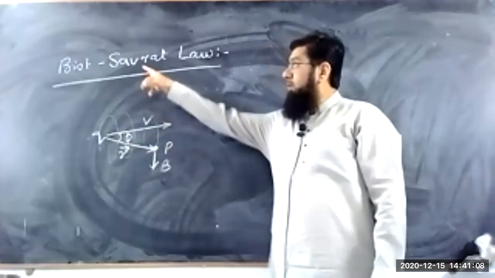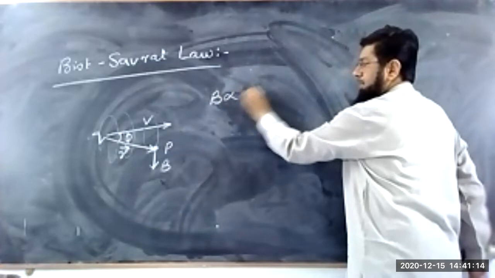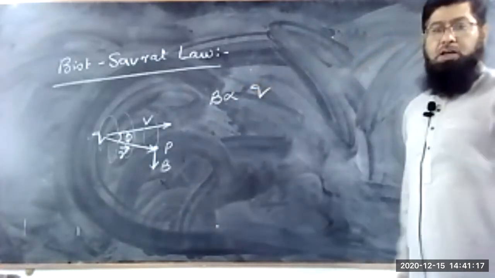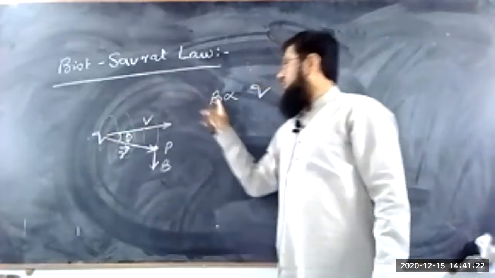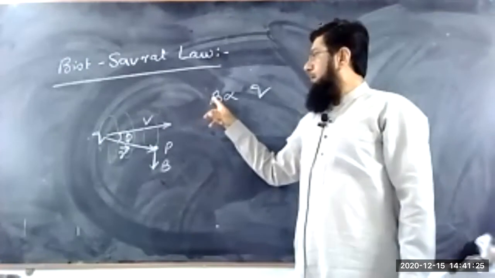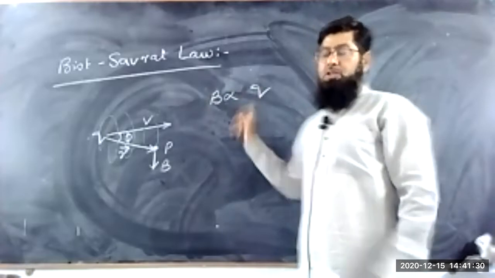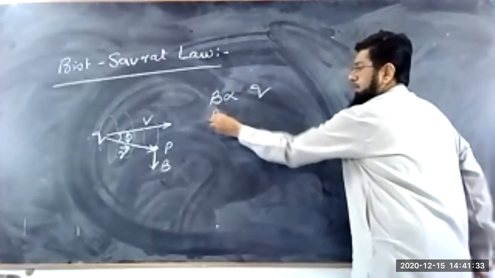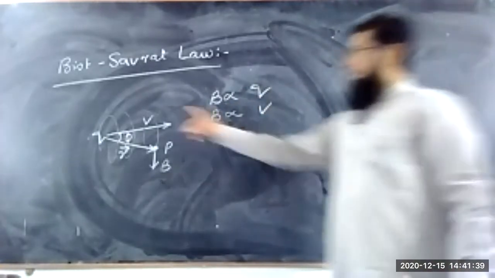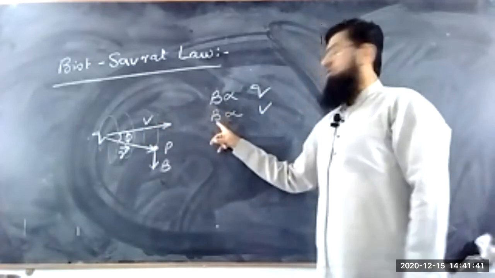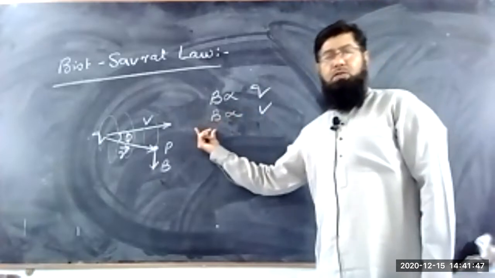So according to the Biot-Savart law, the magnitude of the magnetic field is directly proportional to the magnitude of the charge. It means if the magnitude of the charge is large, then the field will be much stronger. So the magnetic field is directly proportional to the magnitude of the charge. The magnetic field B is also directly proportional to the velocity of the charge. It means if we increase the velocity, the magnitude of the field produced by the moving charge will also increase. If we double the velocity, the magnetic field will double.